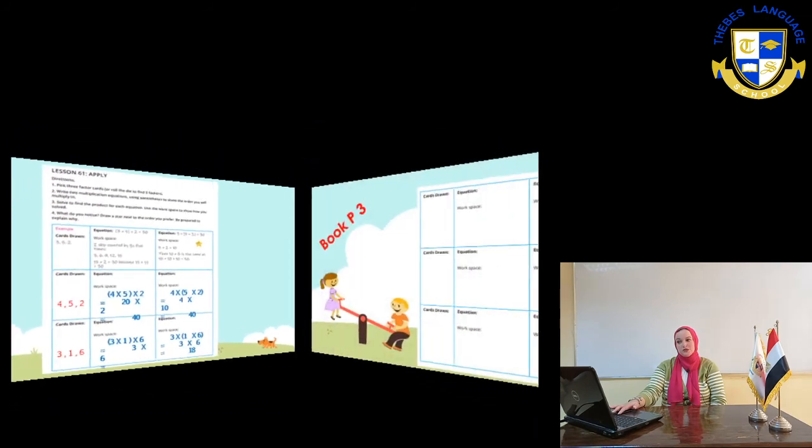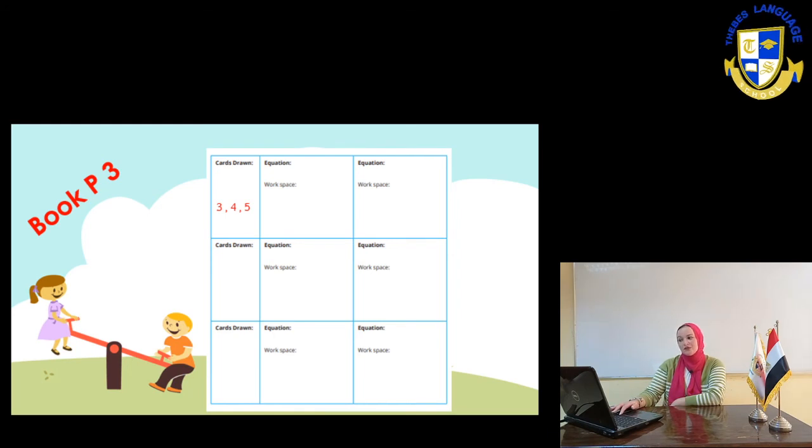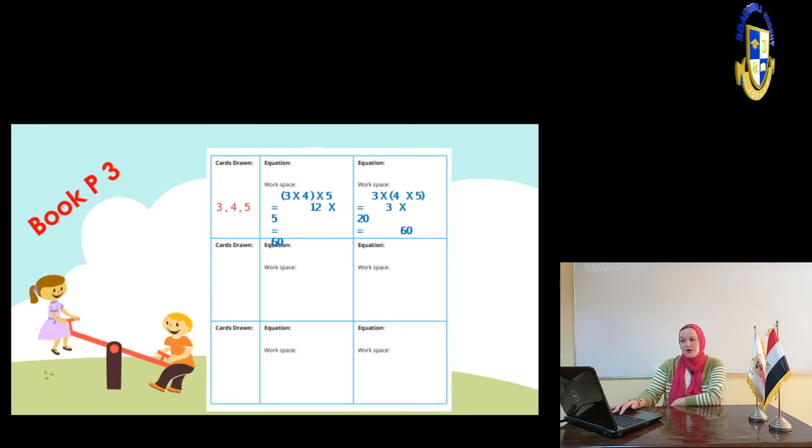In the next page, we have 3, 4, and 5. 3 times 4 times 5. First, take 3 times 4 together. It will be 12. Make 12 times 5, it will be 60. Or we can make 4 times 5 together between brackets, it will be 20. 20 times 3 equals 60.